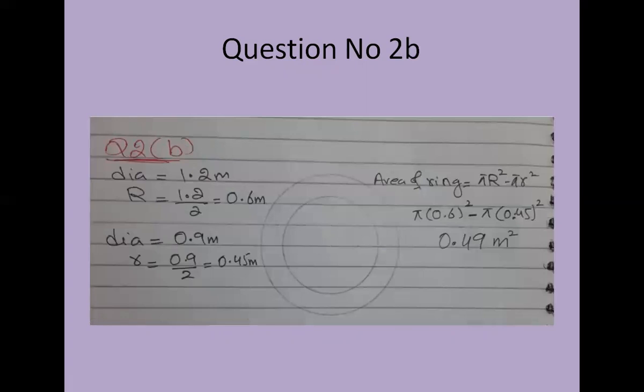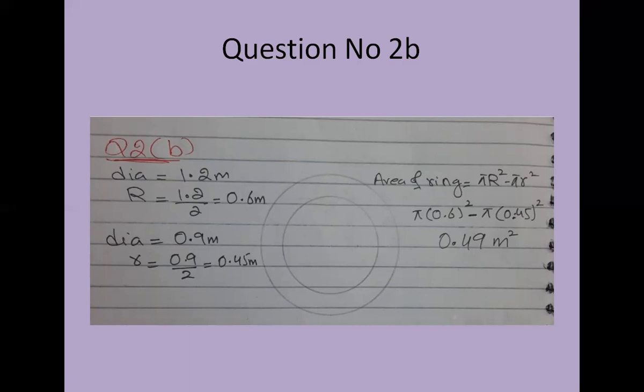Question number 2, B part. Again, a ring is given, and the external diameter is 1.2 meter, so we can find the external radius. That will be 1.2 divided by 2, which is 0.6 meter. The internal diameter is also given, 0.9 meter, so the internal radius will be 0.9 divided by 2, and that will be 0.45 meter.